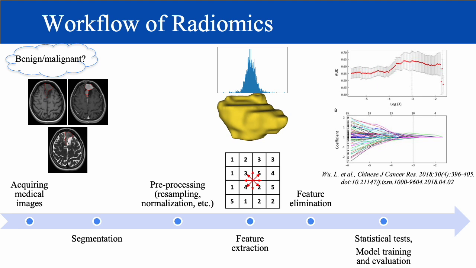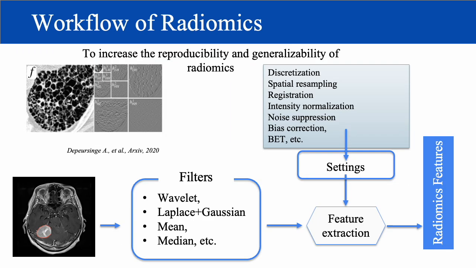Since we are going to have a large number of features, feature selection and dimension reduction techniques are applied to select the most predictive features. Based on our aim, a statistical or machine learning approach could be employed. If you look at the steps more closely, to increase the reproducibility and generalizability of radiomics, several preprocessing techniques are applied before feature extraction. Discretization, spatial resampling, and registration normalization are some of them.